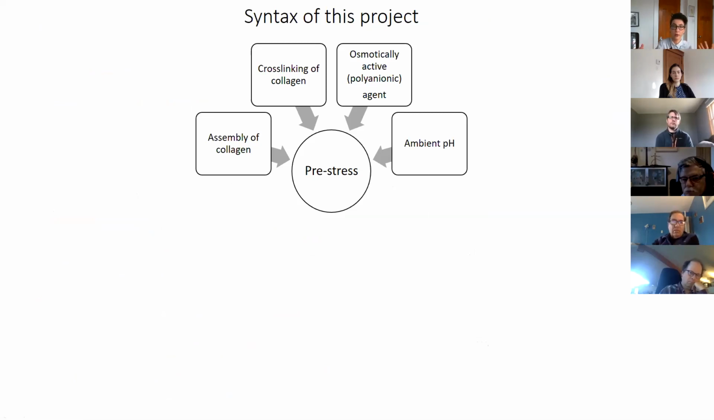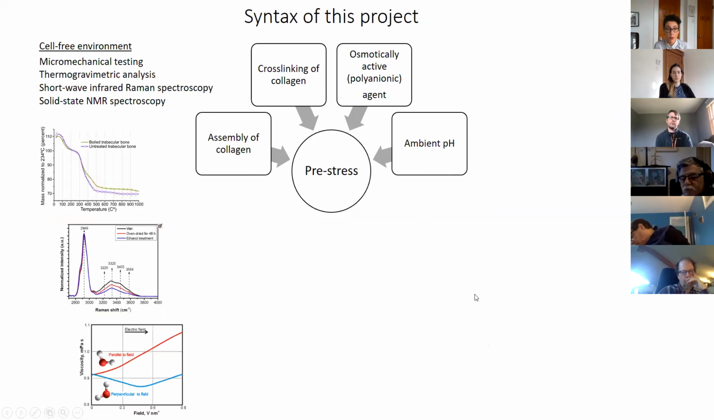I have to develop the workflow: how can I measure and calibrate the amount of pre-stress in bone? That should account for the way collagen is assembled, how it is cross-linked to make it inextensible, what is the osmotic agent that is enclosed in the assembly, and what is the ambient pH. And then it's important to do that in a cell-free environment so that it will be more controllable. We can monitor these properties by micromechanical testing, measuring the amount of water by spectroscopic methods, or by thermogravimetric studies.